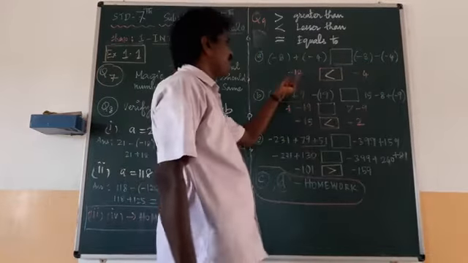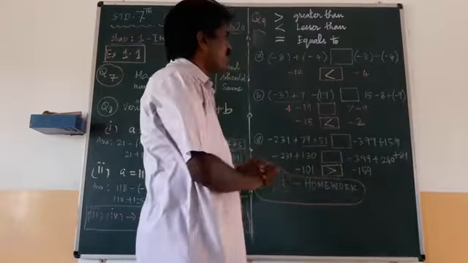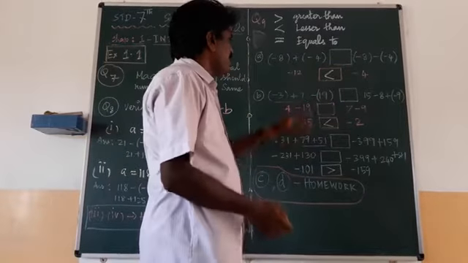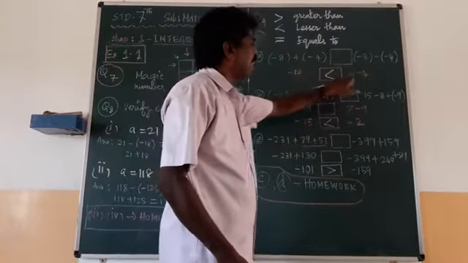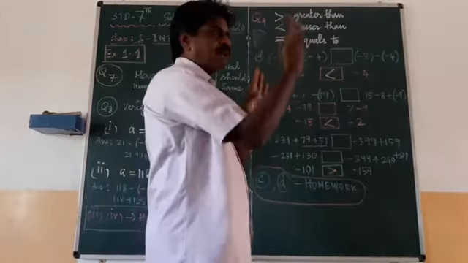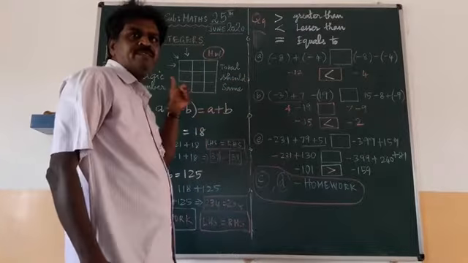Now you compare it. Minus 12 box minus 4, from the first number to the second number you have to compare. What you have to say? Minus 12 is less than minus 4. In your number line you remember minus 1, minus 2, minus 3, minus 4, minus 5. The number will be increasing with minus sign.